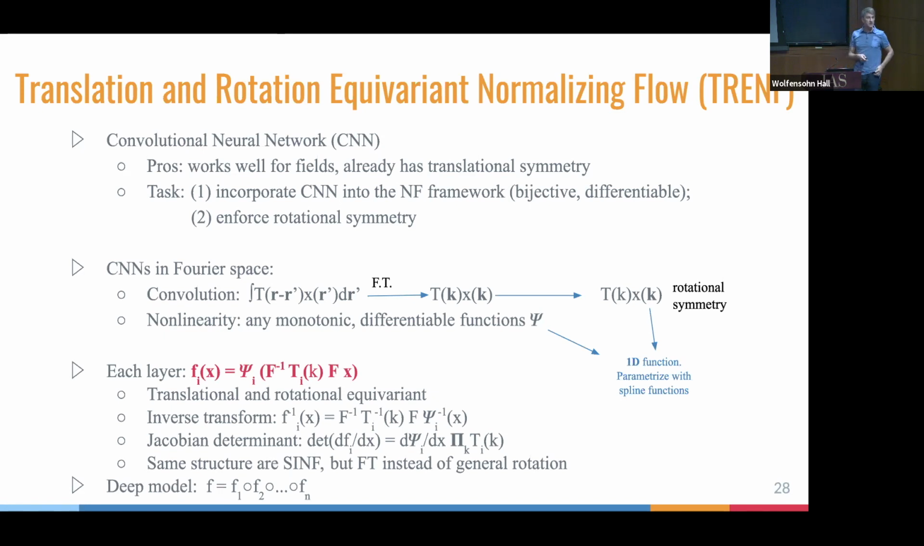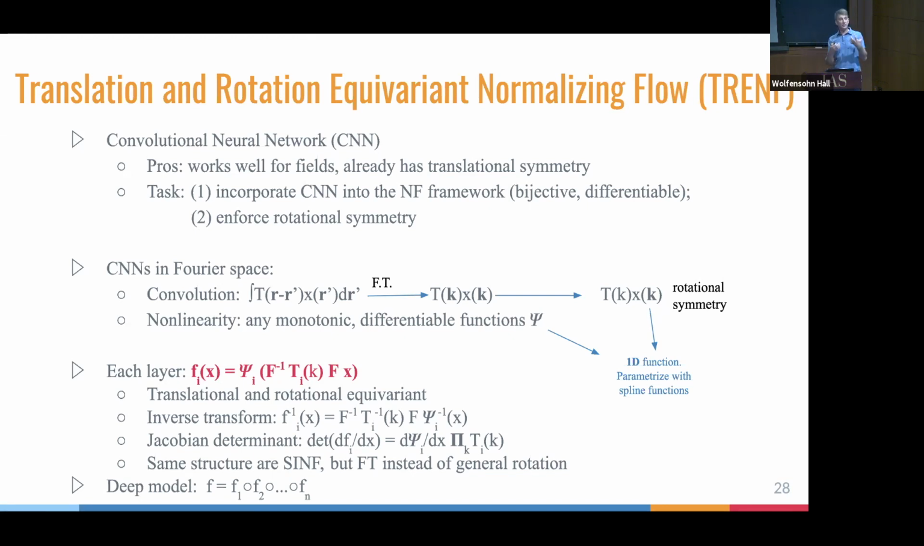We do these convolutions in Fourier space. What we do is the following: we take the data, we Fourier transform, and then we multiply with the convolution operation, which in Fourier space is just multiplication with a transfer function. This transfer function has parameters that we then optimize in the training. But to enforce rotational symmetry, we can say this transfer function is only a function of the amplitude of the wave vector rather than its direction. So we drop the arrow here, and this is therefore a one-dimensional function that we parameterize with a spline. So that's one aspect.